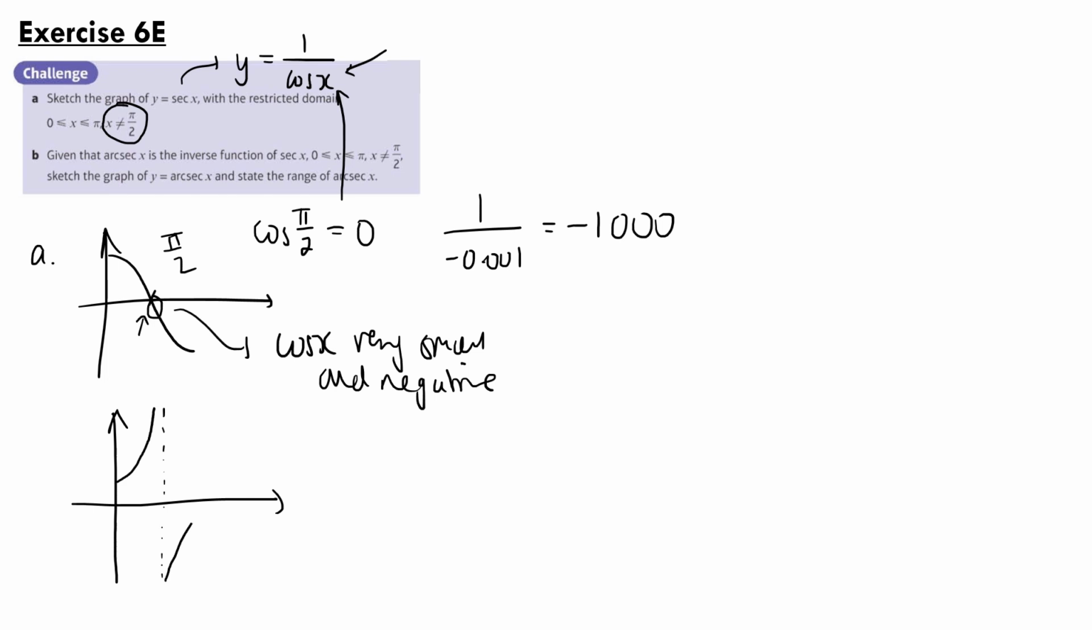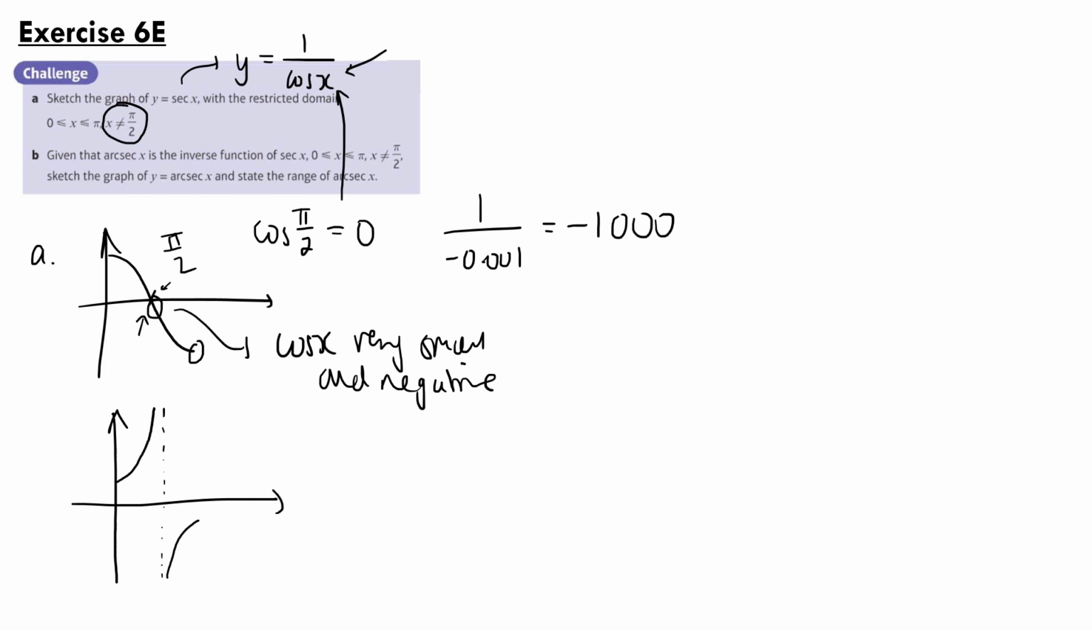So where we have really small and negative values of cos of x around here, we're going to have very negative values of sec of x, and then this will increase up to a point where we have the minimum of cos at -1. Okay.